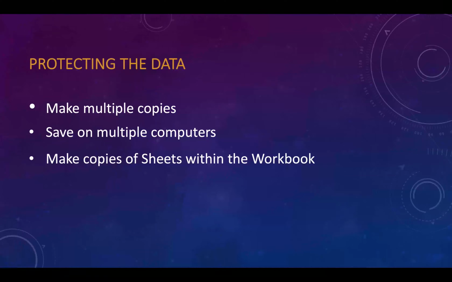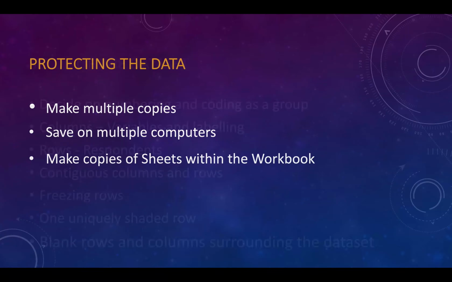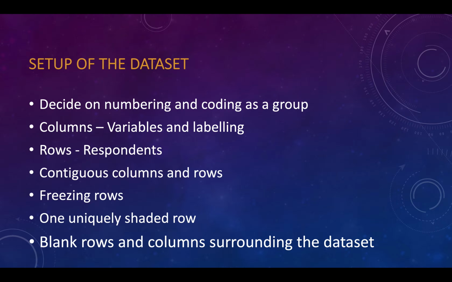So let's go back here, and we just talked about protecting the data. Now let's talk about the actual setup of the data set. The data set in Excel is called a list, and it has certain characteristics that we want to look at. I've got a number of things to talk about: deciding on the numbering and coding as a group, how you set up the columns and the rows, freezing rows and a uniquely shaded row, and then setting off the data from anything else. So let's talk about each one of those.